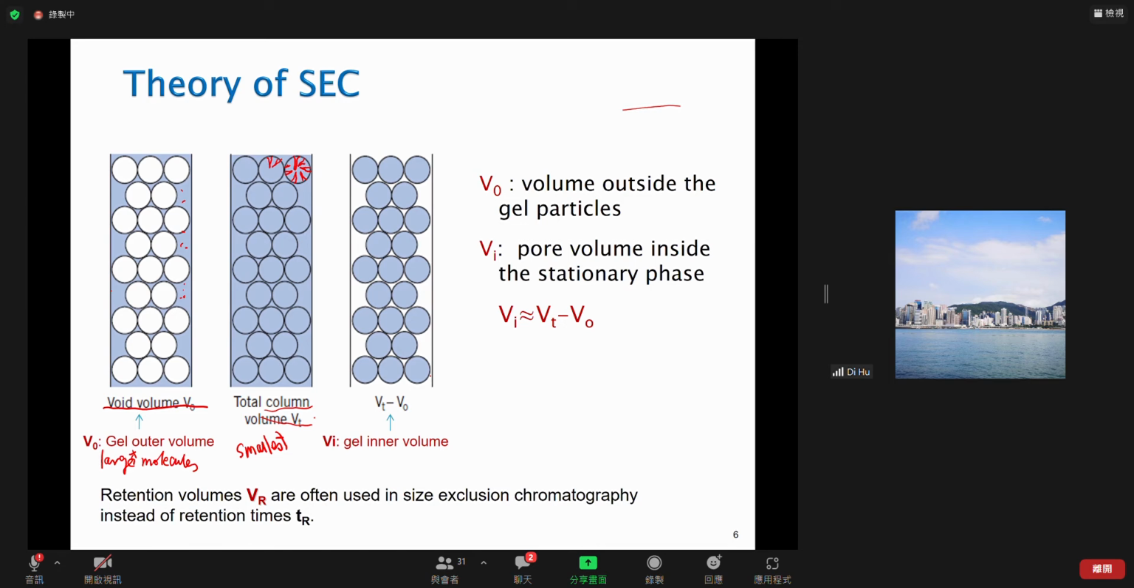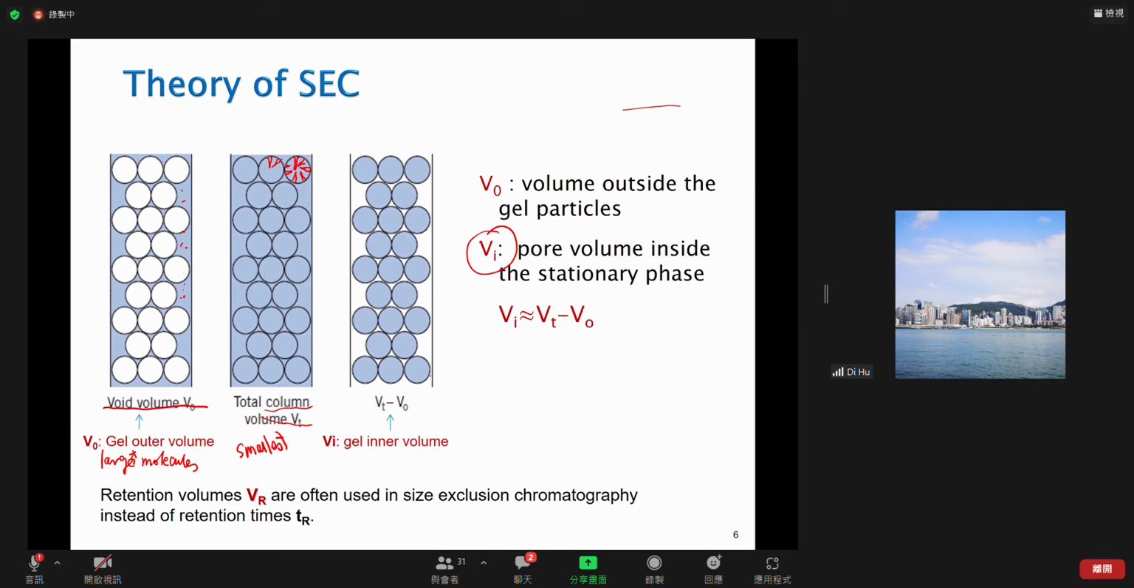The difference between VT and V0 is the pore volume inside the stationary phase. It's very difficult to measure the pore volume directly, so it is just roughly estimated: the pore volume inside the stationary phase is roughly equal to VT minus V0. This VI is very important, because it determines the capacity of SEC. Why say that? You'll see.